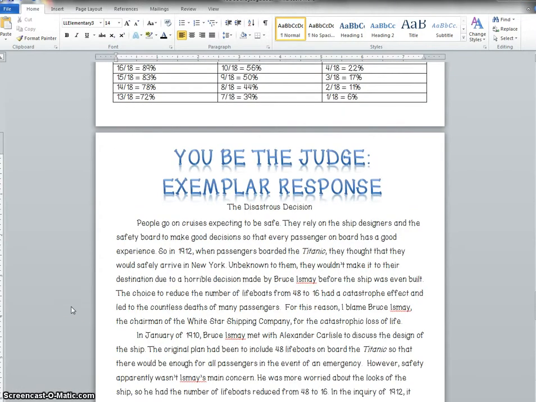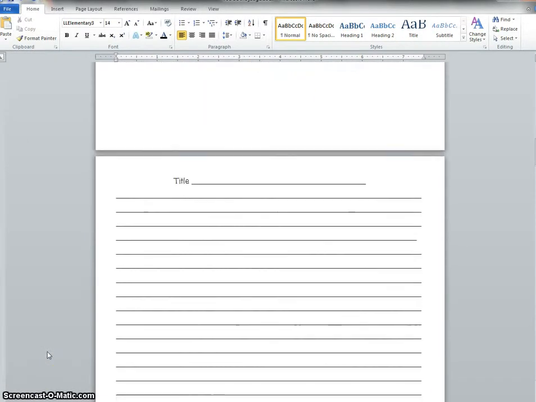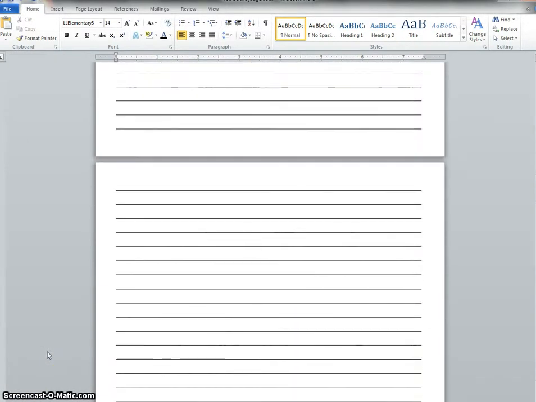And my friends, this is an example of good writing. I made sure that I fully addressed the writing prompts, and I followed the rules of standard English and made sure that I used specific details from the sources. And so now it's your turn. Go ahead and plan out your writing and use the lined paper to write your essay.